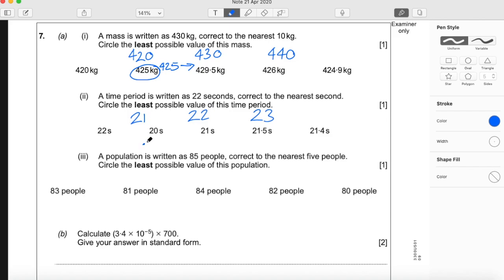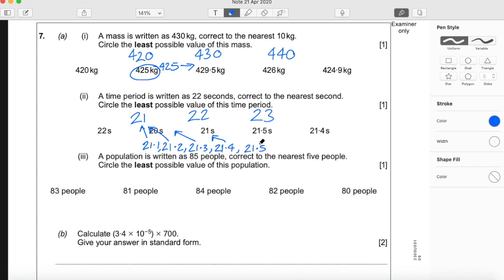So we want to go to a unit less, so we'd be looking at tenths of seconds now. So if we had 21.1 seconds, we're 0.1 away from 21, 0.9 away from 22. So it would make sense to round down. 21.2, 0.2 away from 21, but 0.8 away from 22, so we'd round down again. 21.3, 0.3 away from 21, but 0.7 away from 22, so we'd round down. 21.4, 0.4 away from 21, 0.6 away from 22, so we'd round down.